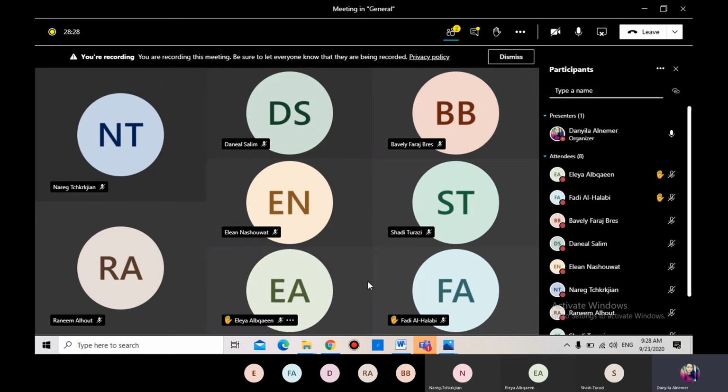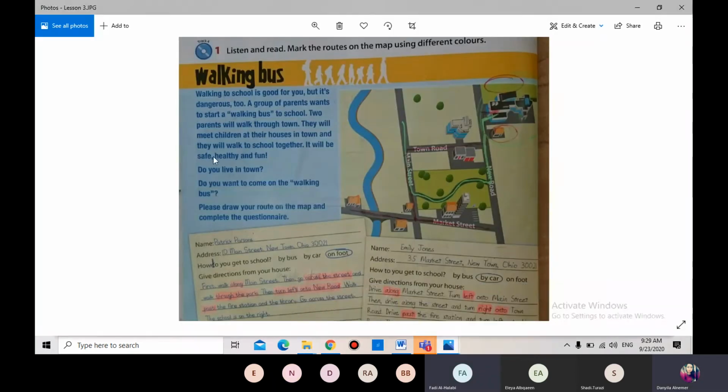I don't think that, because some of us live far away from school. So they need to come to school by a bus or a car, isn't it? But it's good. Why do you think it's good, Fadi, to walk to school? Because it's safe, healthy, and fun, because it's healthier. It's healthier for you to walk to school, okay?